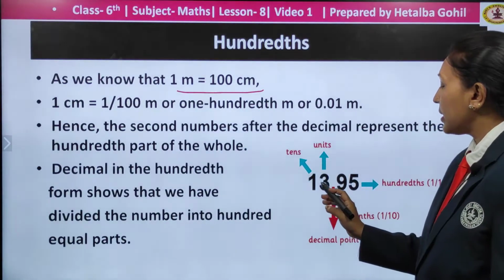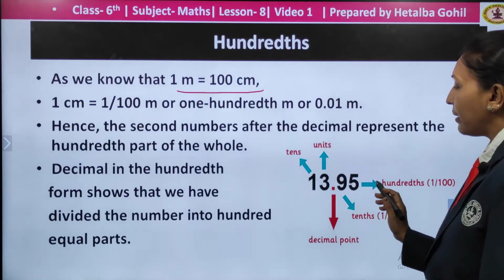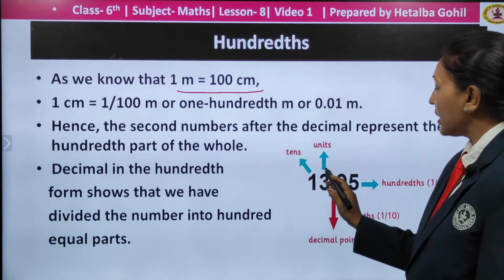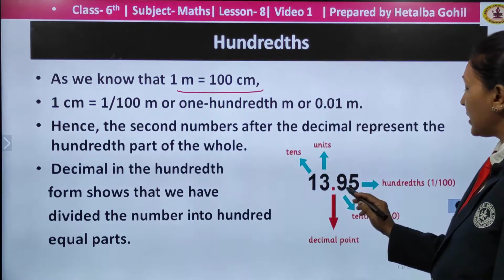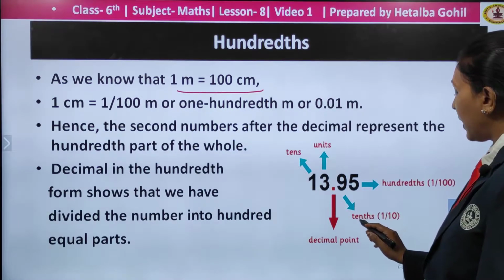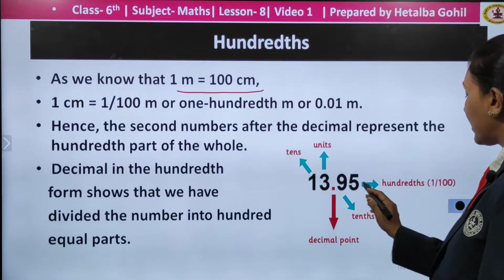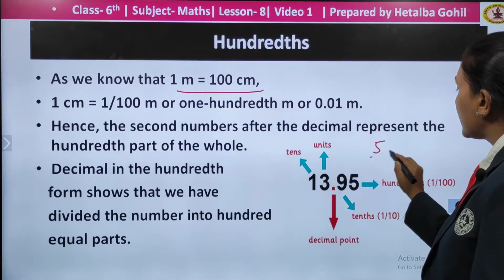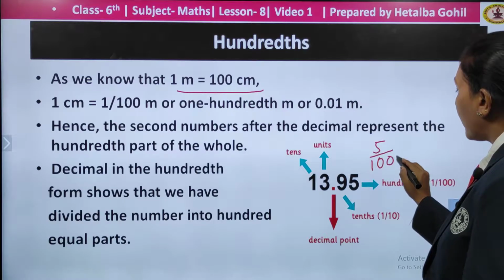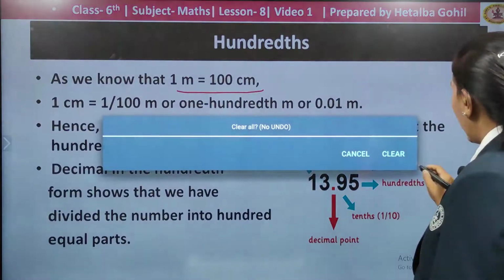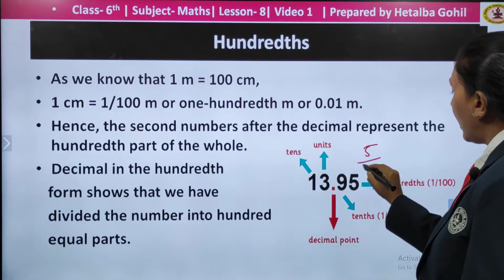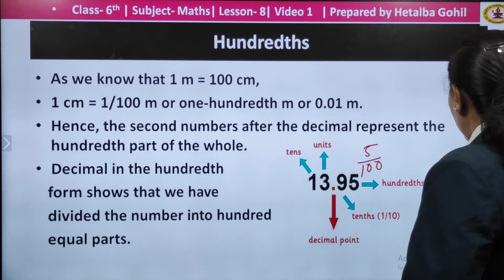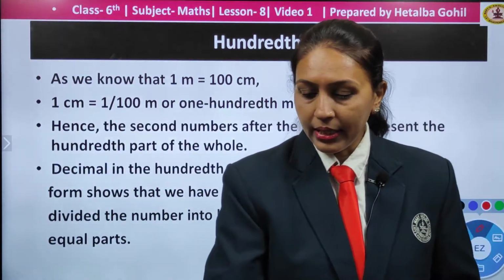For example, you can see 13.95, where 13, in that 1 is at the tens place, 3 is at the ones place, 9 is at the tenths place, that is 1 upon 10 you can take, that is 9 by 10, and 5 is at the 100th place, which represents here 5 upon 100. Okay, it is 5 upon 100 here. So very easy. Let us go to the next.